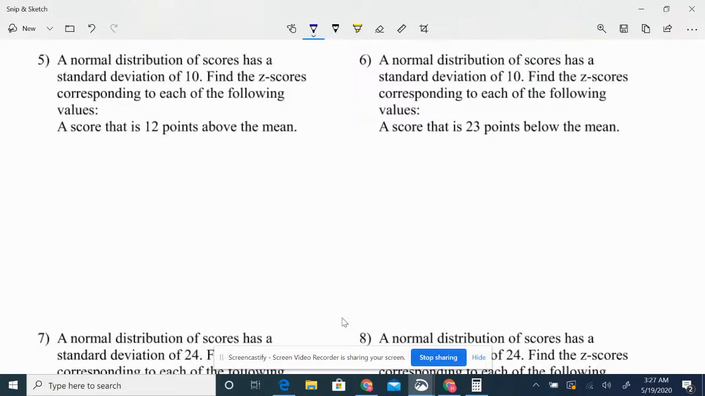All right, so yesterday we learned how to find out the standard deviation. Now we're going to learn how to use the standard deviation. Here's a formula that we have. We called it x minus mu over sigma.